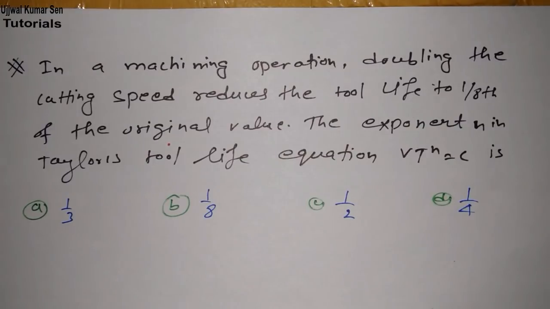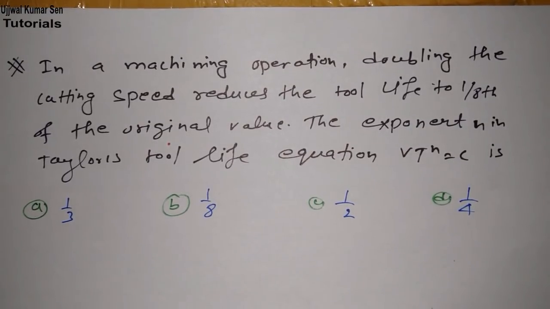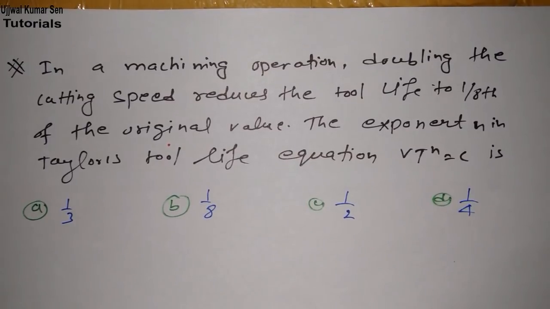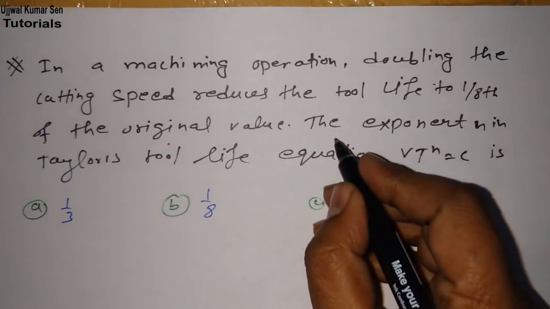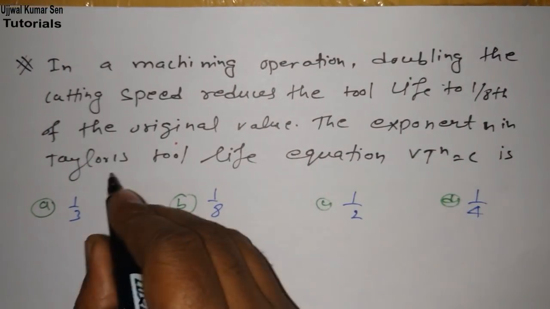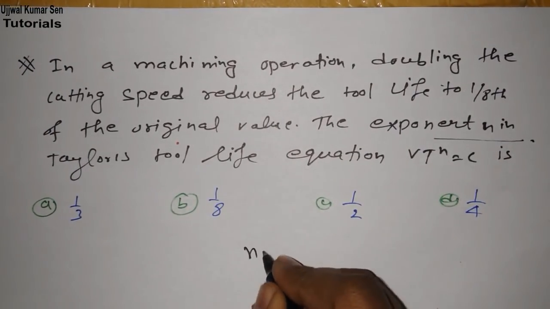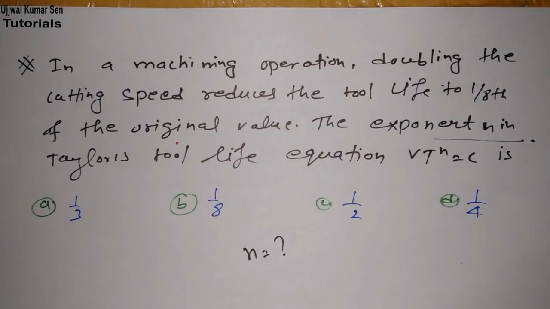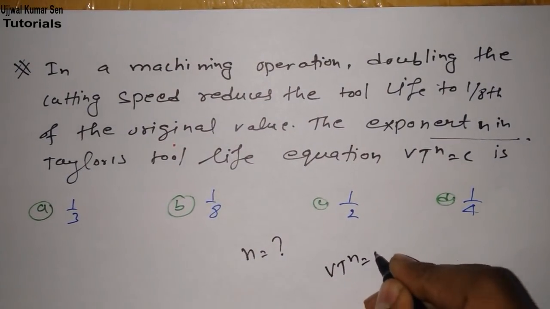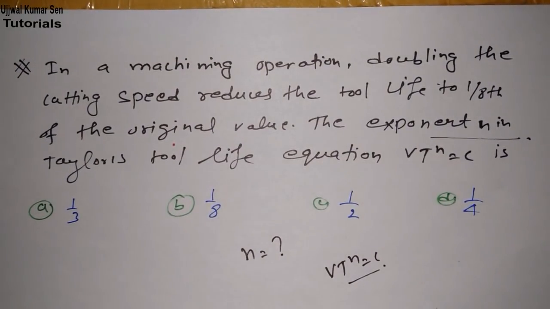Now another question we got, and in this question I cannot see any values, so that means this would be more interesting, right? So let's go for it. What I have to find out first is the exponent n in Taylor's equation. Here I have to find the value of n. We know that V T to the power n is equal to constant. So we need V, we need T, we need C. That means we have to find three things from this question only.